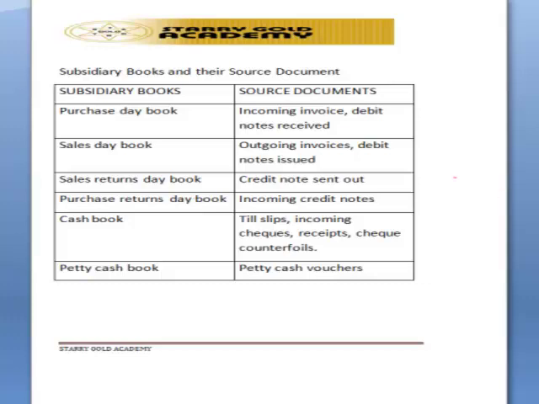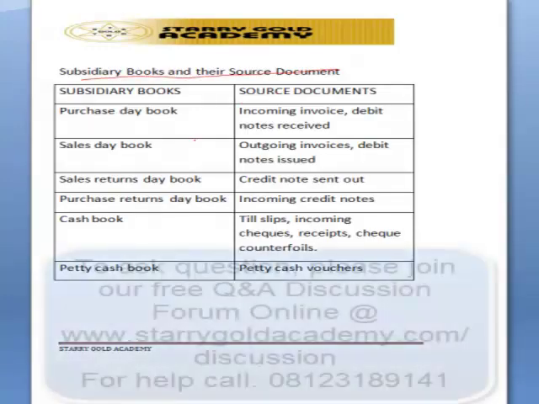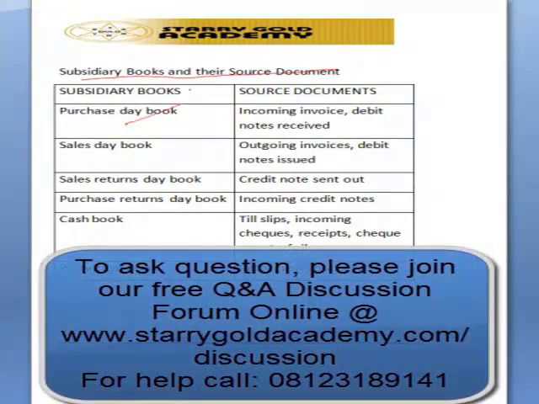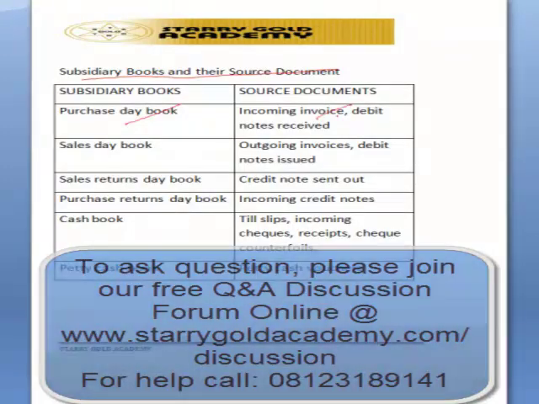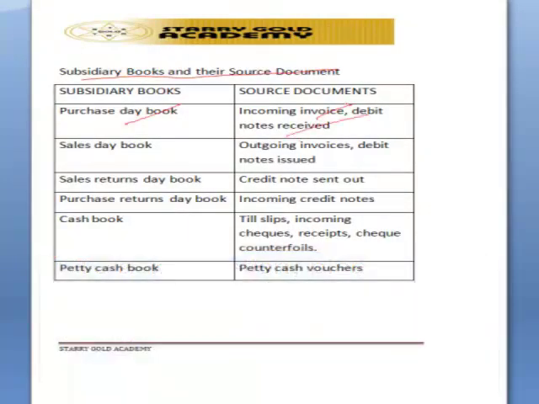Subsidiary books and their source documents. Remember, we just finished documents earlier on. For the purchases day book, the source documents are incoming invoices and debit notes received. The sales day book: outgoing invoices or debit notes issued. Sales return day book: credit notes sent out. Purchases return day book: incoming credit notes.